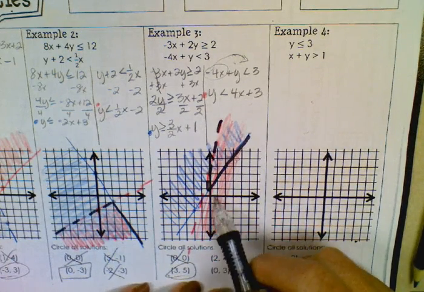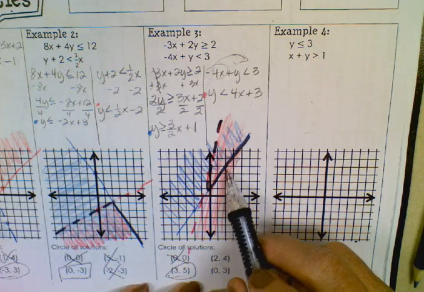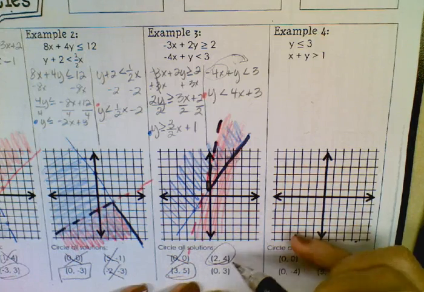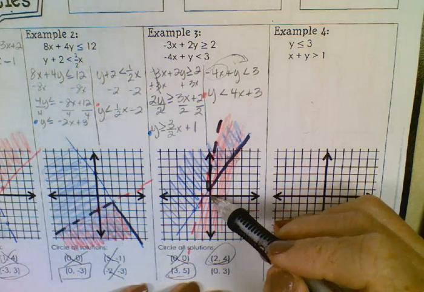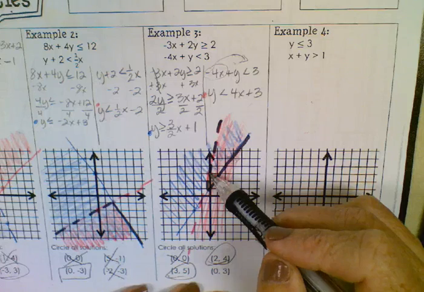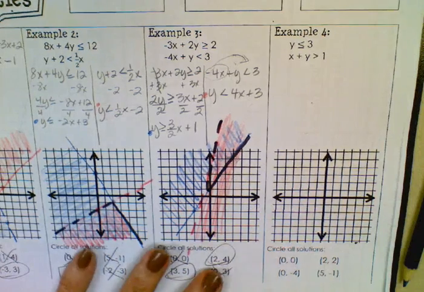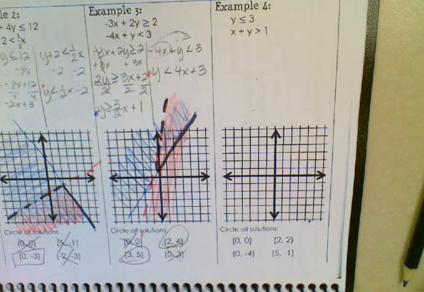Okay, (2, 4). So 1, 2, 1, 2, 3, 4. Again, on that line, so that is a solution. And (0, 3). 0, 1, 2, 3. That is not. All right, last one.